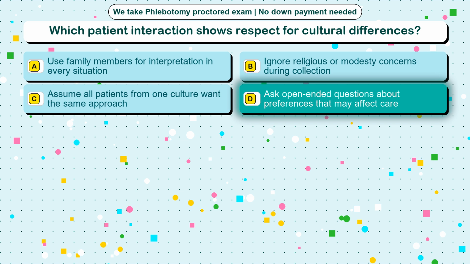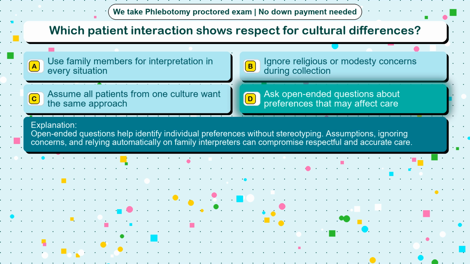The correct answer is option D. Ask open-ended questions about preferences that may affect care. Open-ended questions help identify individual preferences without stereotyping. Assumptions, ignoring concerns, and relying automatically on family interpreters can compromise respectful and accurate care.